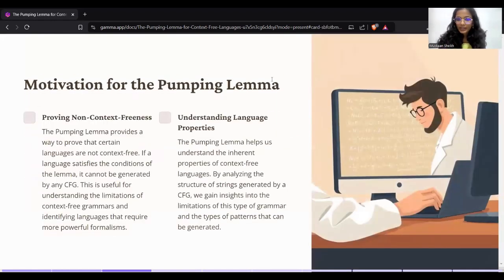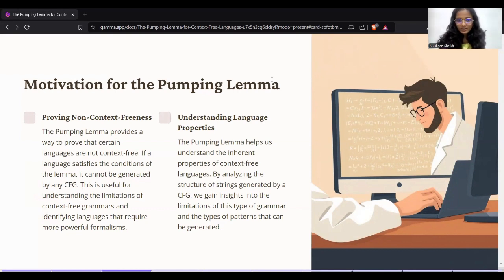Motivation for the pumping lemma. Proving non-context freeness. The pumping lemma provides a way to prove that certain languages are not context-free. If a language fails the condition of the lemma, it cannot be generated by any CFG. This is useful for understanding the limitations of context-free grammars and identifying languages that require more powerful formalisms.